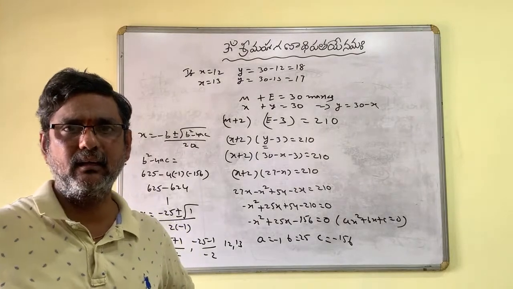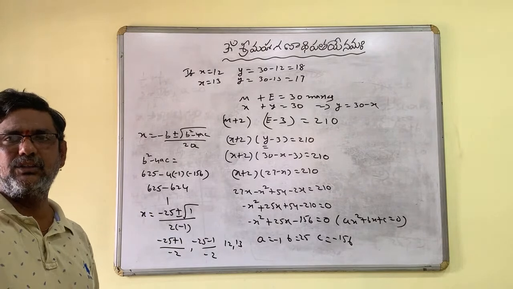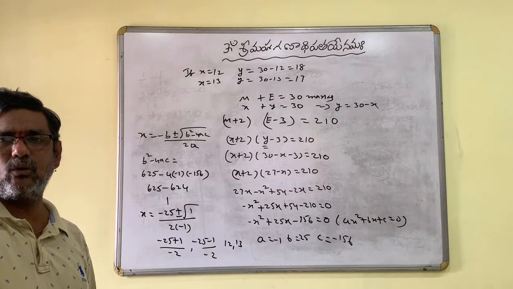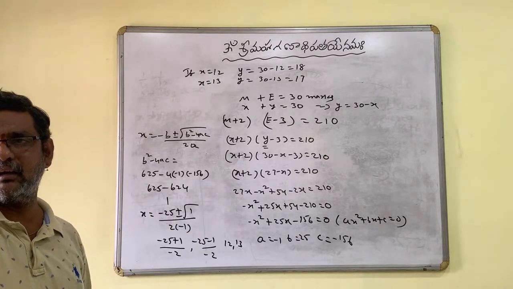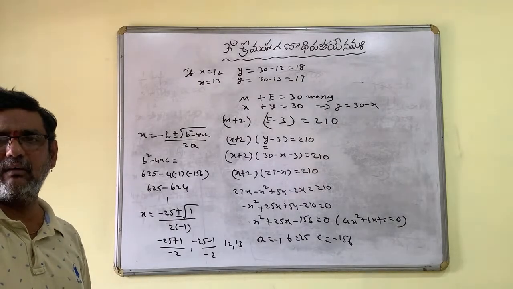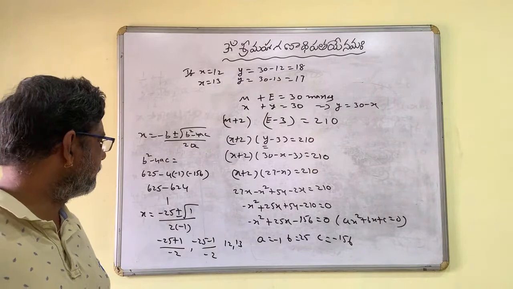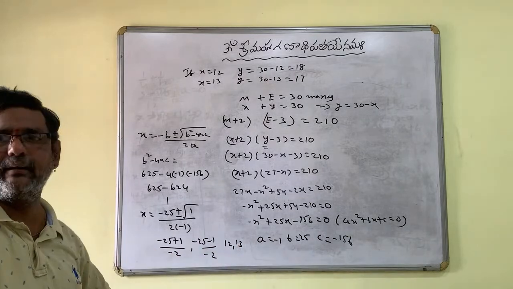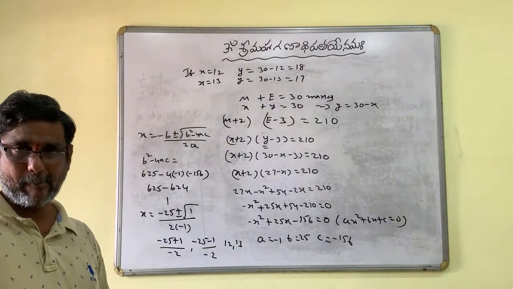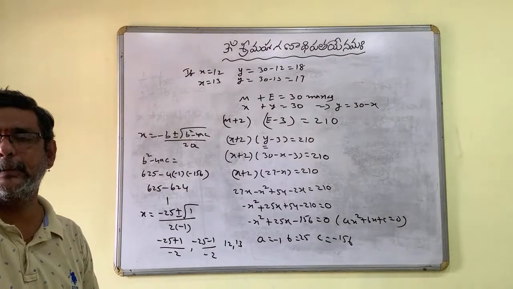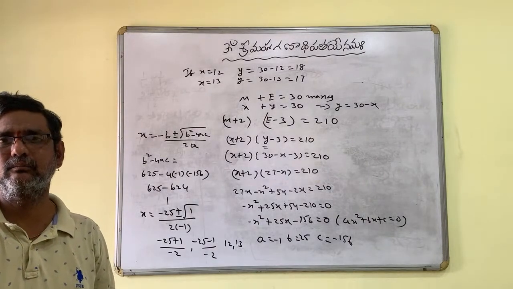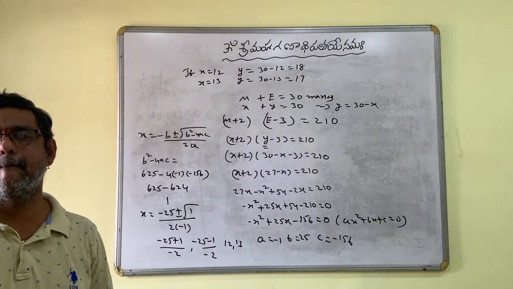Is it minus 13? Minus 25 plus 1, minus 25 minus 1, minus 24 by minus 2, plus 12, right? Both are 12 and 13, right? Minus 26 by minus 2, 13. B is 25, right? So how will it be negative 13?